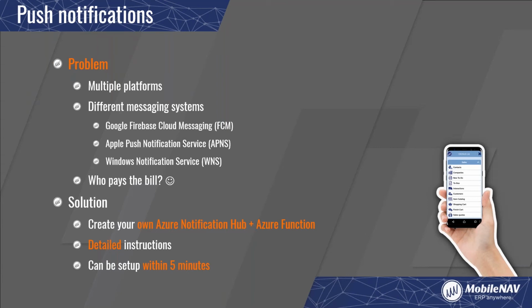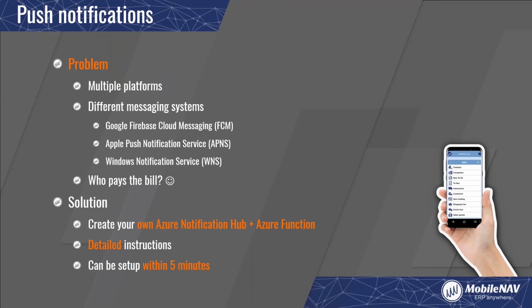Basically, we have decided to design a solution which is very easy to set up and tries to integrate all these different platforms together. The solution was to create an Azure notification hub, which can integrate with the different messaging systems like Google Firebase, Apple Push Notification, or Windows Notification Service. That notification hub will handle all the different kinds of devices, so you can send push notifications through that hub.